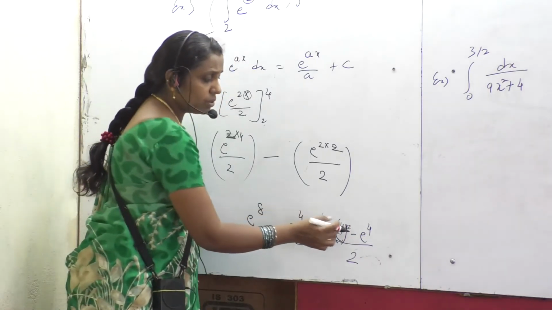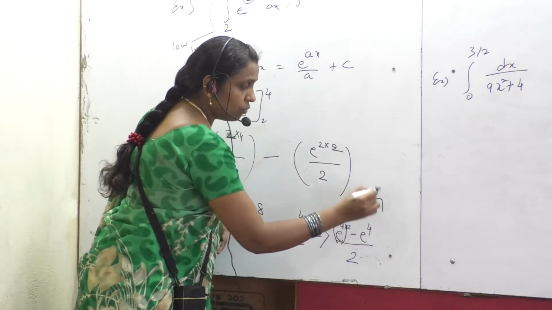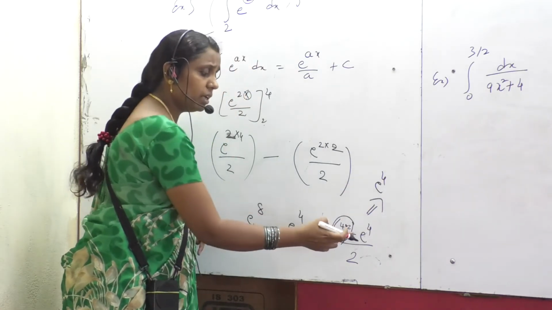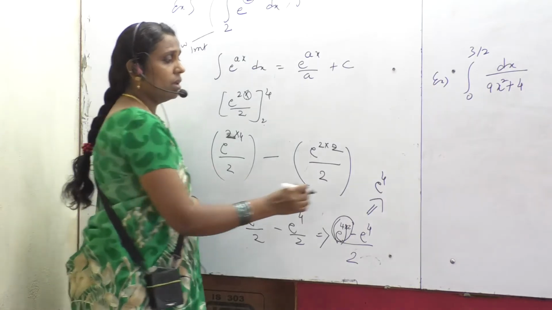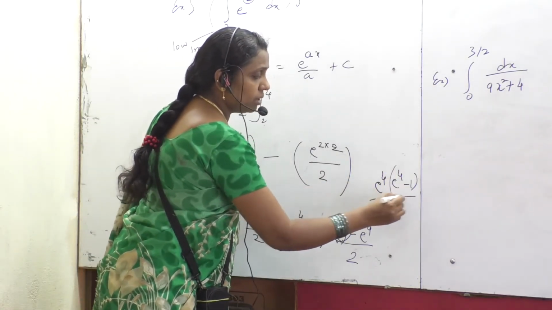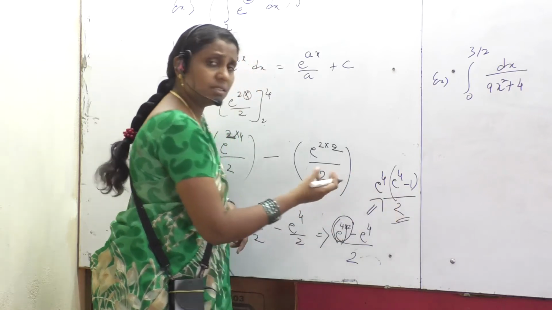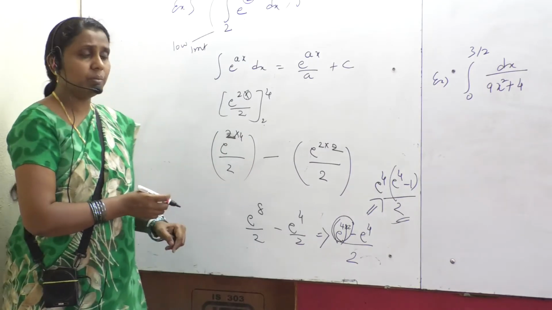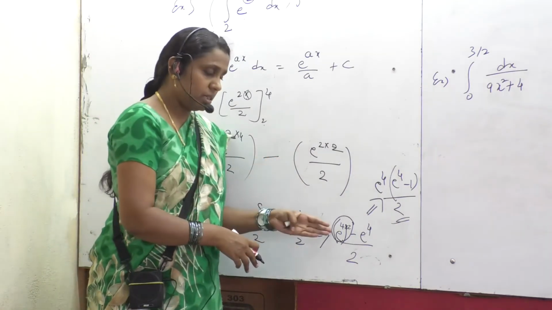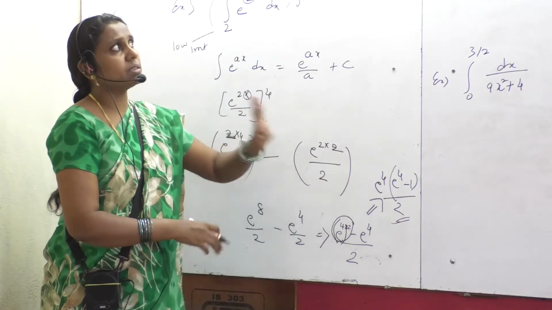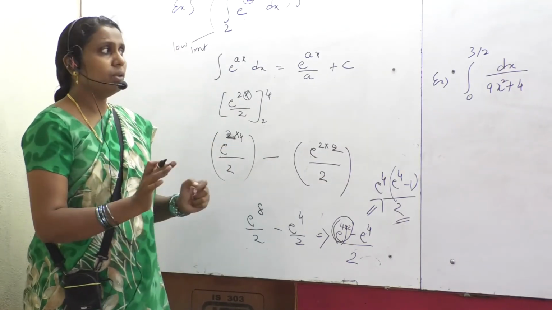So e raised to 4 you can take common, because this is like e raised to 4 the square and here it is e raised to 4. If you take common, it will be e raised to 4 minus 1 divided by 2. This is the reduction form. Nothing is going to be cancelled, but it can be put in the reduction form. This is also true. Some more reduction is done here. This is also true. Okay.